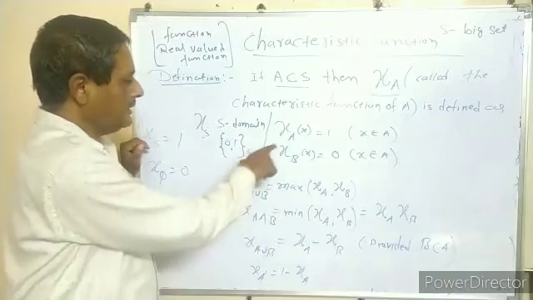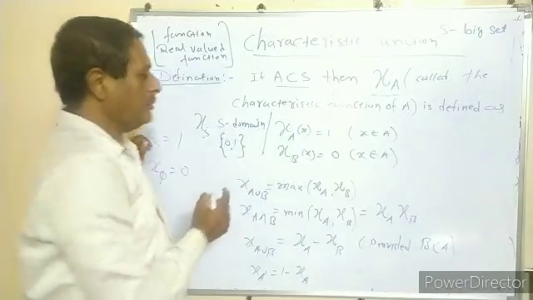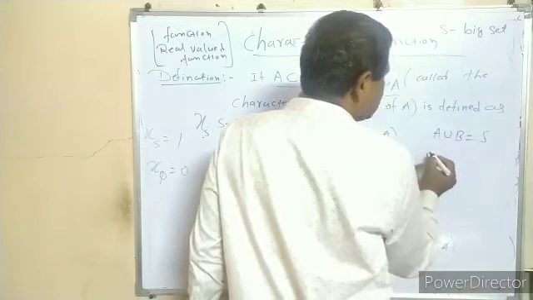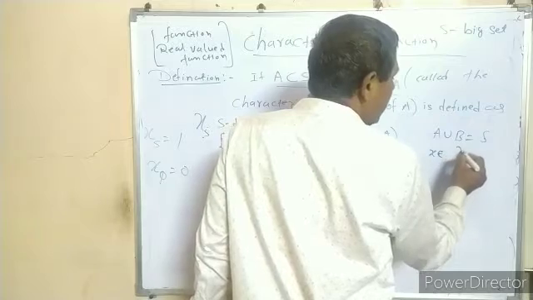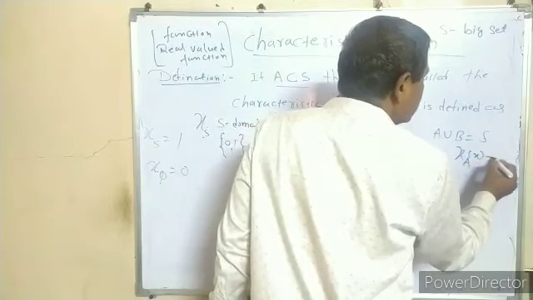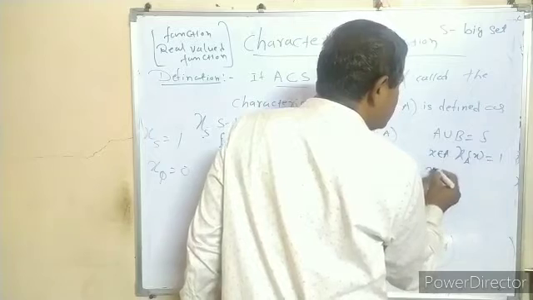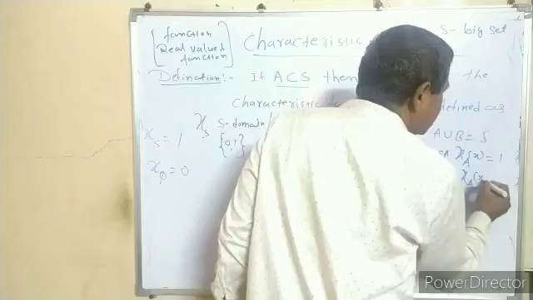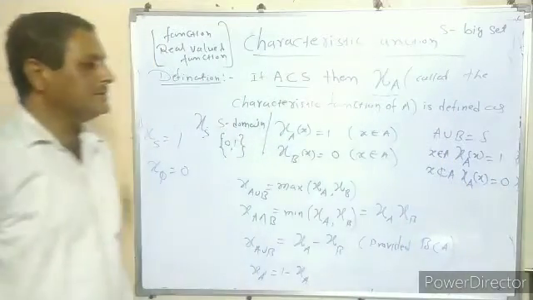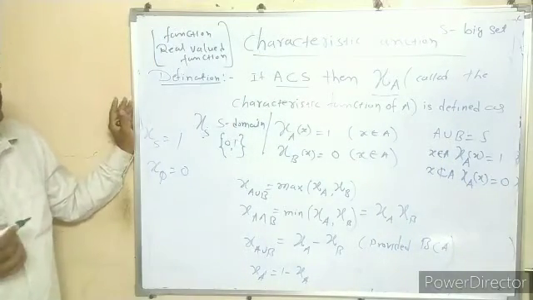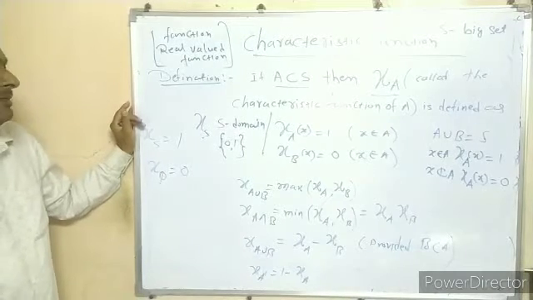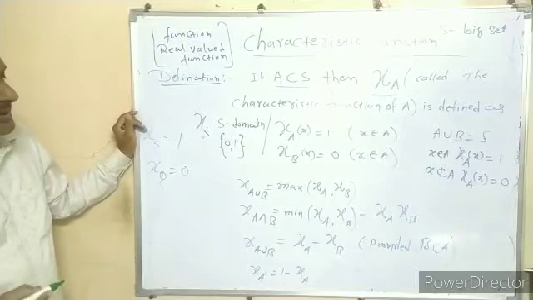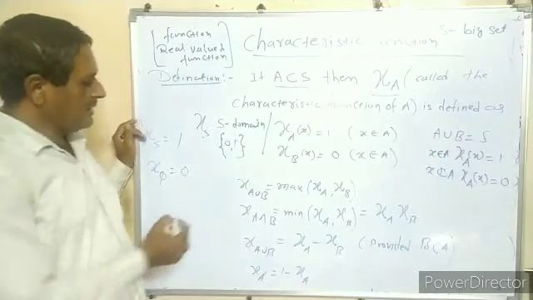Actually here, A and B are complements of each other. That means A union B is equal to S. If x belongs to A, then the value of this function will be 1. If x does not belong to A, then the characteristic value of this function will be 0. This type of function, whose image contains only two elements, 0 and 1, is known as a characteristic function.